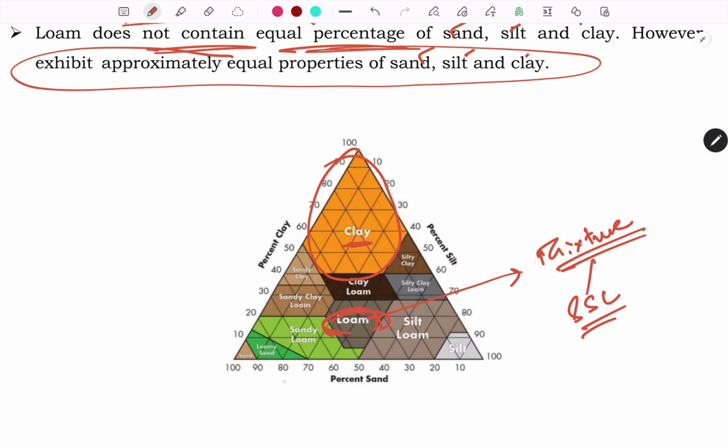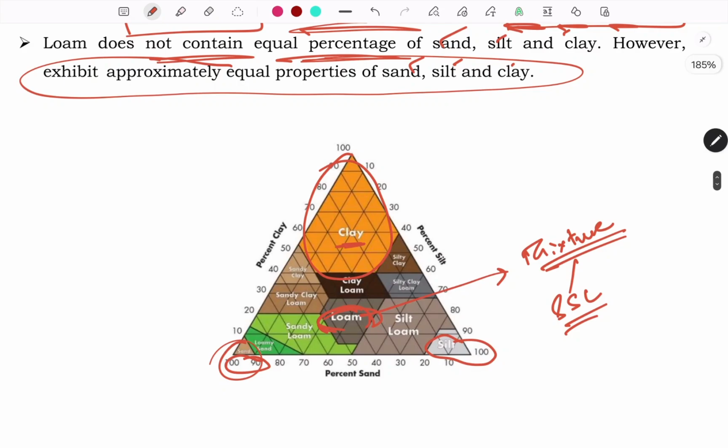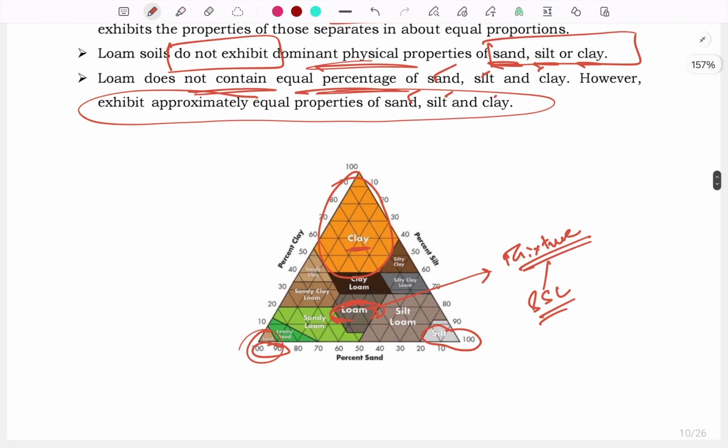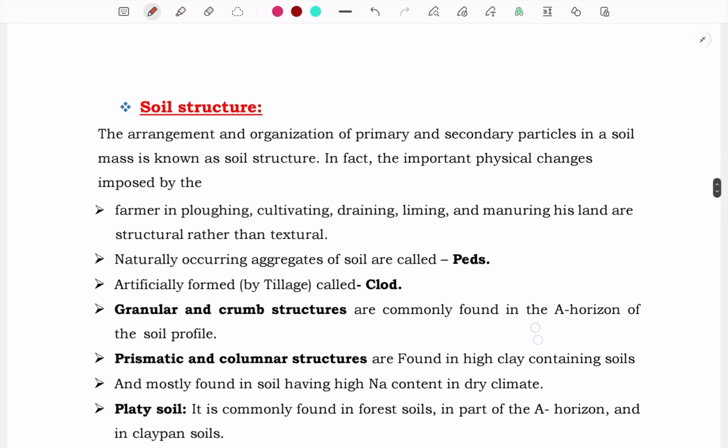If the sand is like 80 to 90%, then it is called sandy soil. Again here, toward this 100 there is silt. When the silt proportion is more in the soil, then it is called silty. You can just go through this diagram once.